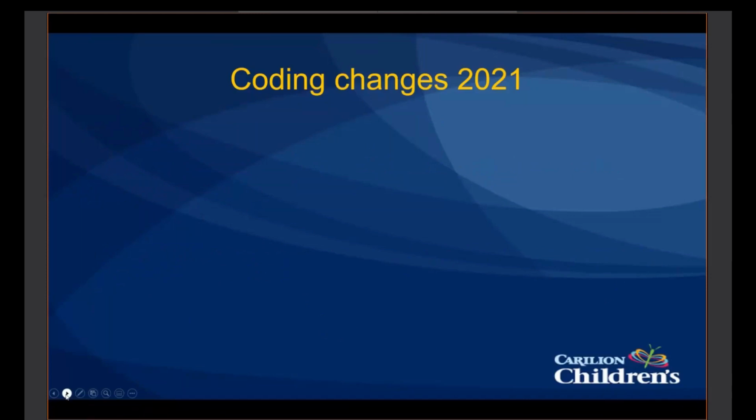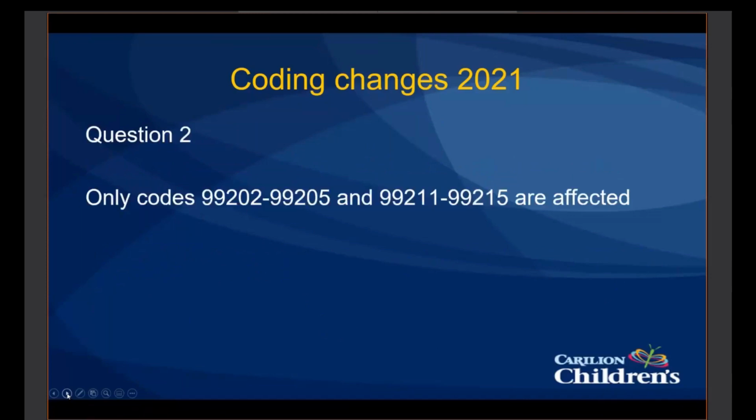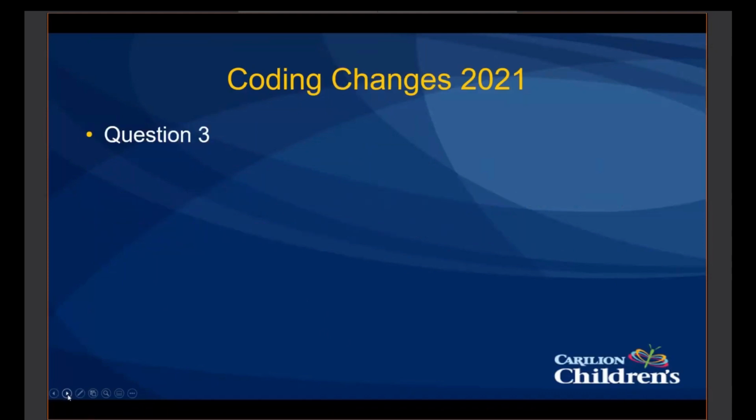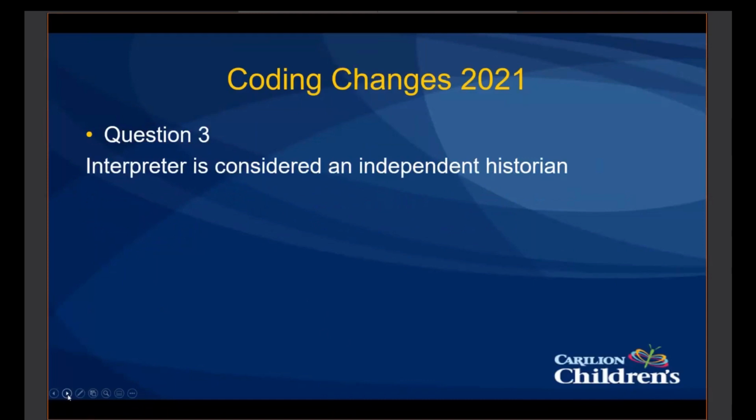All right. Question 5. You can use a combination of time and medical decision making for the same office visit. True or false? It's false. You cannot use both. You can use either one or the other. If you're using a prolonged service code, the 99417, then you can use it only when billing by time.